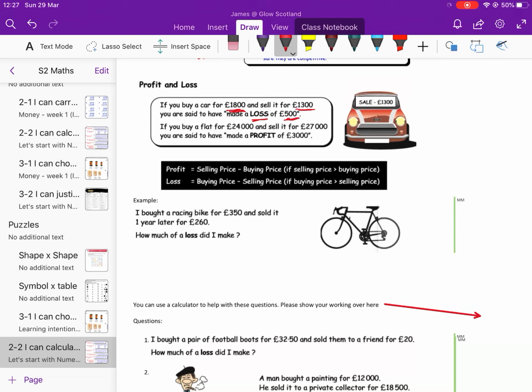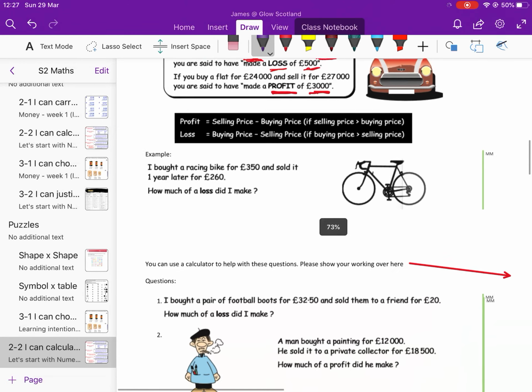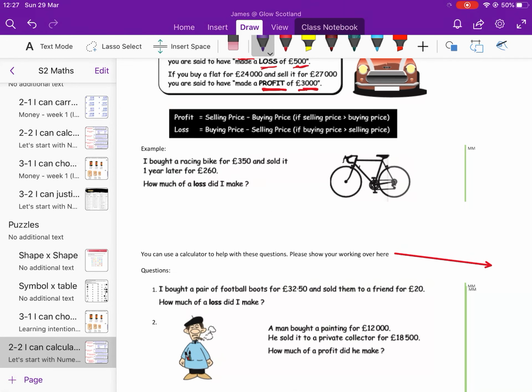Second example is about making a profit. So if we buy a flat for £24,000 and then sell it for £27,000, then you say you made a profit of £3,000. All right, selling price is higher than the original purchase price. So the example that we're going to look at here is about a bike. So I bought a racing bike for £350 and I sold it 1 year later for £260. So because I've sold it for less than I've bought it, I've made a loss on this one.